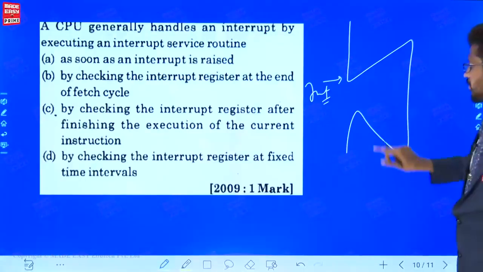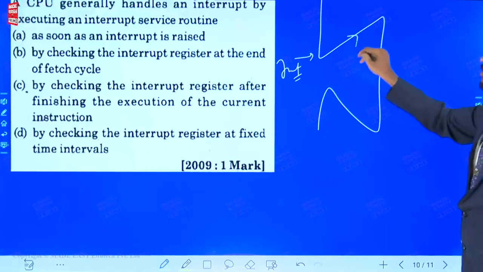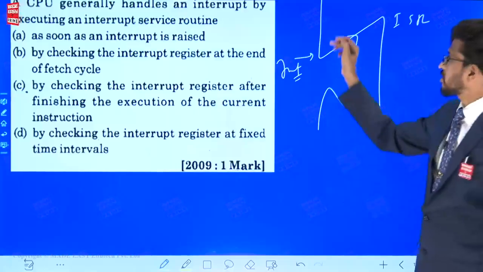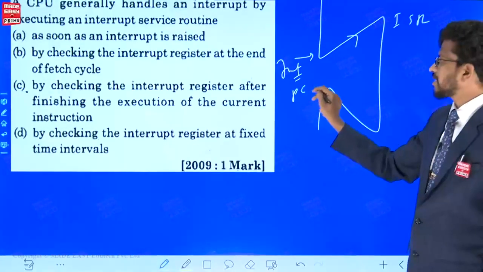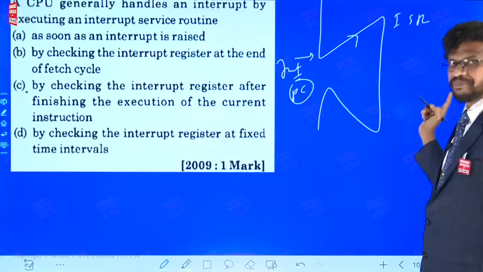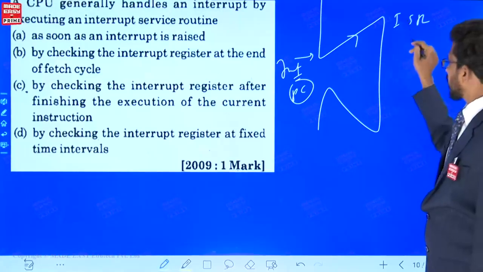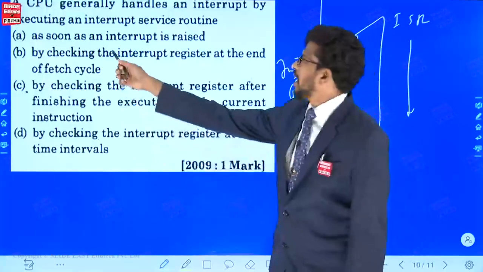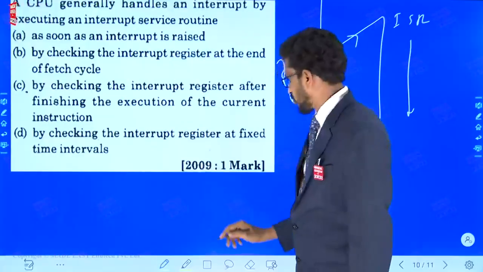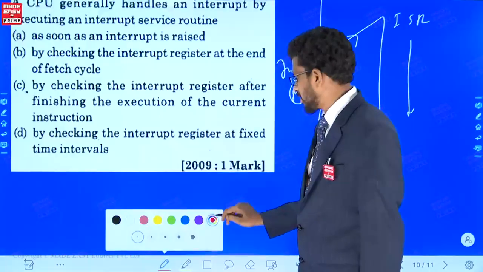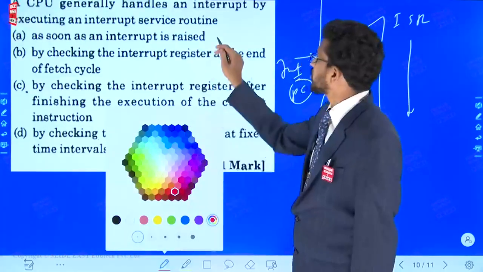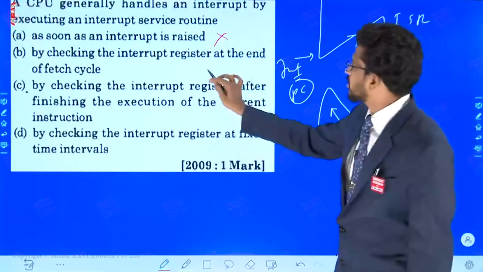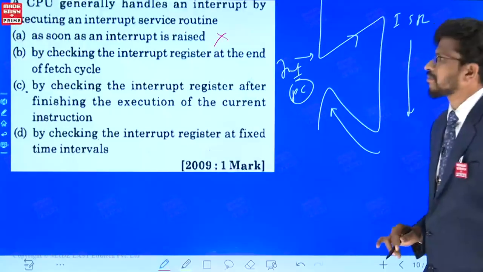See, this is the interrupt service routine. Will it go to the interrupt service routine? No. First, it will copy the value of the next instruction PC into the stack. Then it will go to ISR, complete it. Then it comes back. Okay. Now observe first one. As soon as interrupt is raised, that is wrong. As soon as interrupt is raised, it will not go. This is wrong. Second one, by checking the interrupt register at the end of fetch cycle.